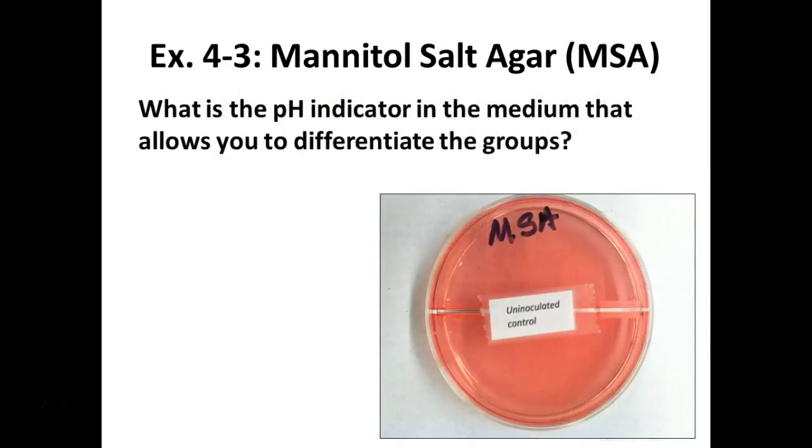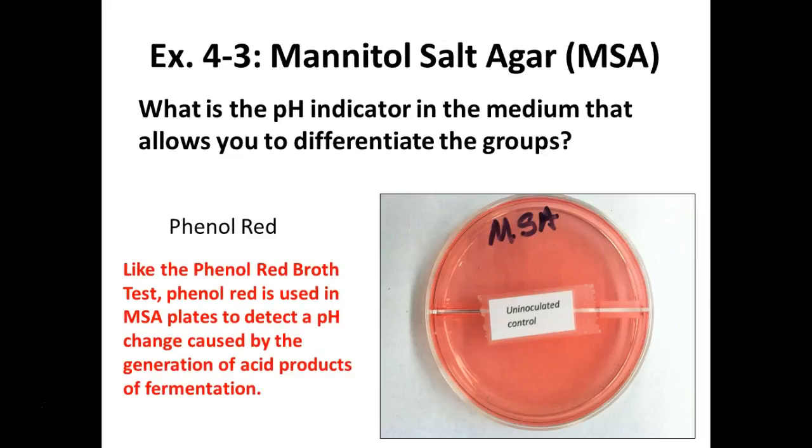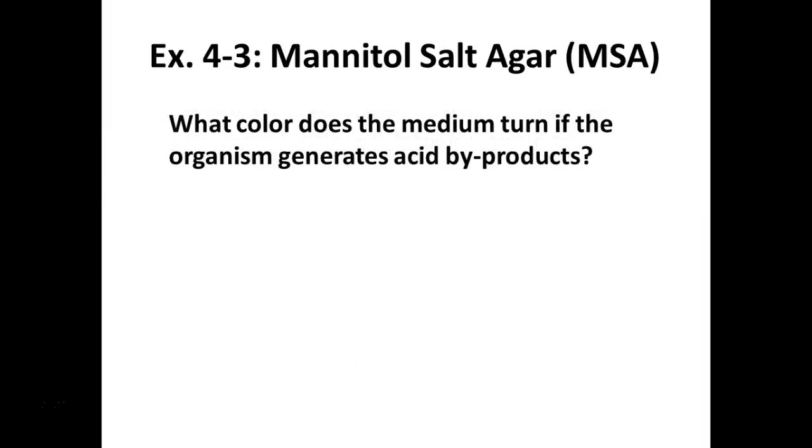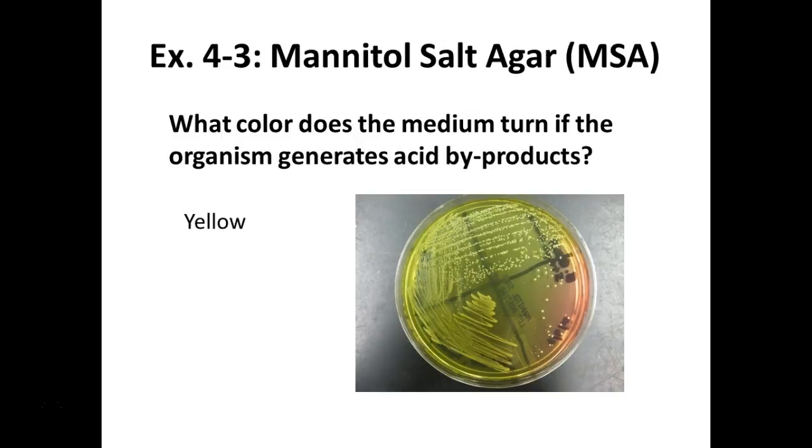So what's the pH indicator in this media? We've already used this one. Phenol red. What color does the media turn if the organism generates acid byproducts? Yellow. So there's a beautiful streak plate, really beautiful, right, of some Staph aureus.